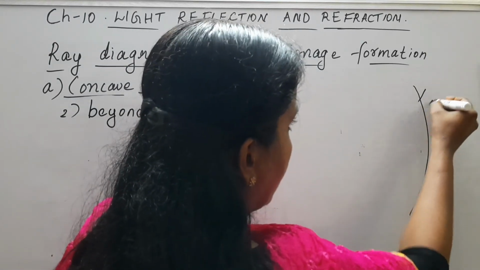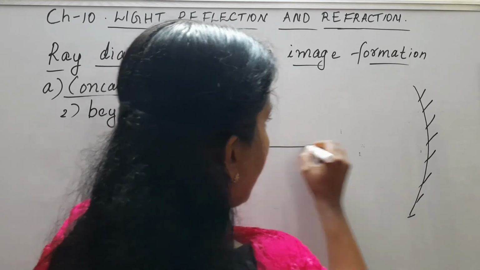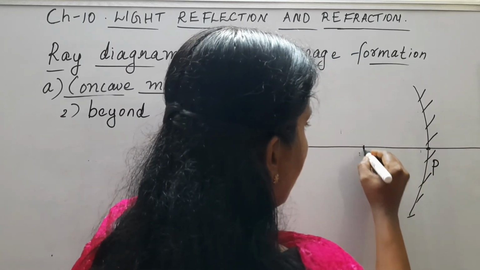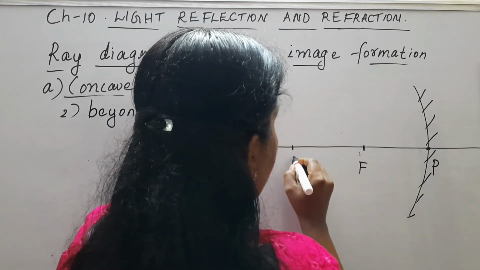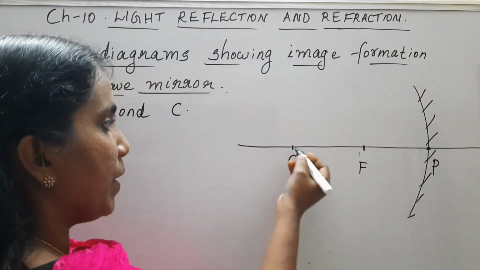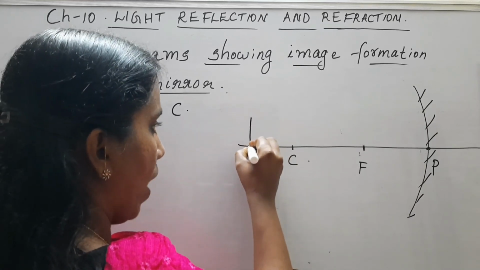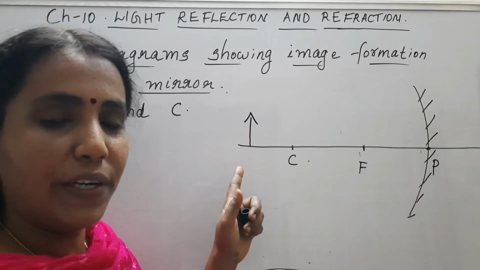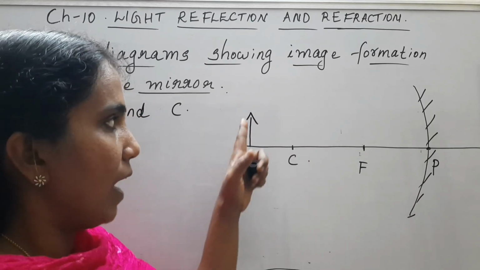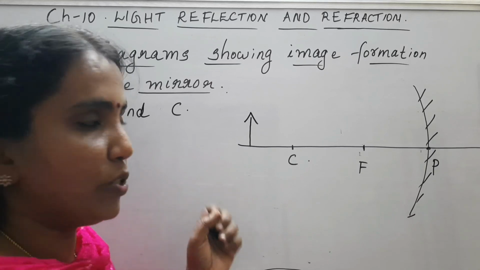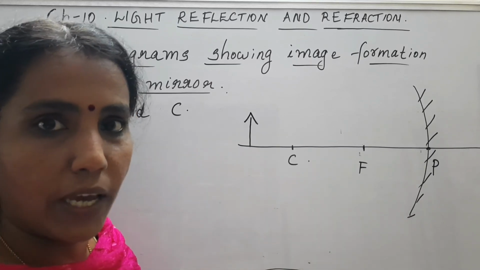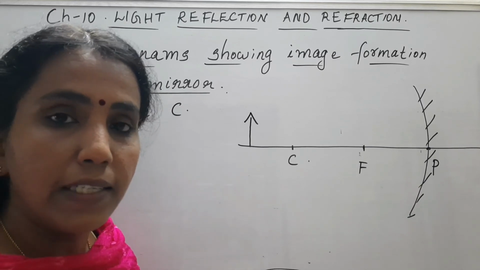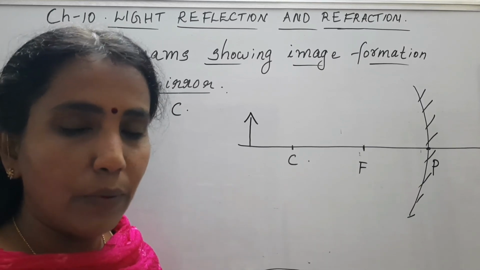So this is concave mirror. As we have drawn earlier, draw principal axis, focus, and center of curvature. And beyond C, you have to show an object. So this is how you show an object. You draw a vertical line on the principal axis and put an arrow mark. That is your object. Now what we are going to draw is the image.